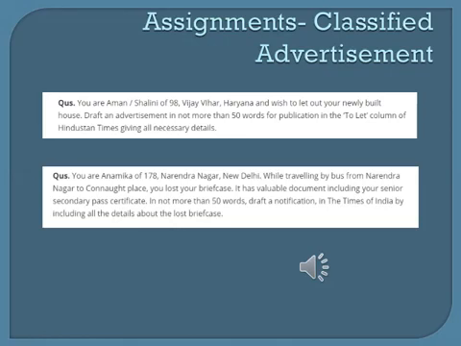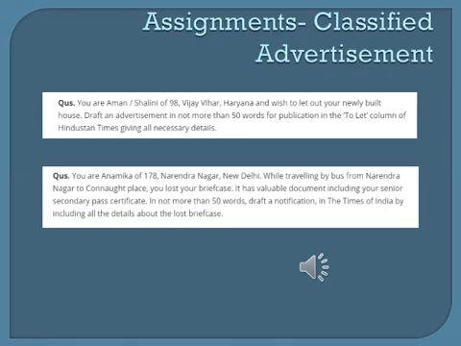Second question: you are Anamika of 178 Narendra Nagar, New Delhi. While travelling by bus from Narendra Nagar to Connaught Place, you lost your briefcase. It has valuable documents including your senior secondary pass certificate. In not more than 50 words, draft a notification in the Times of India by including all the details about the lost briefcase. So the first one is about hiring, that's a to let, and the second one is about lost.